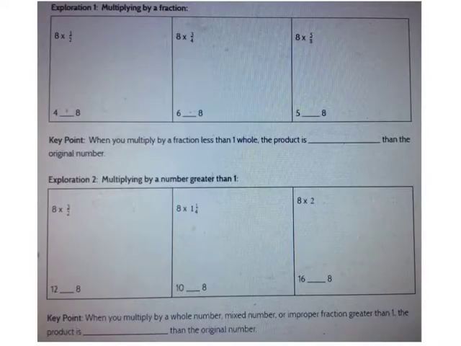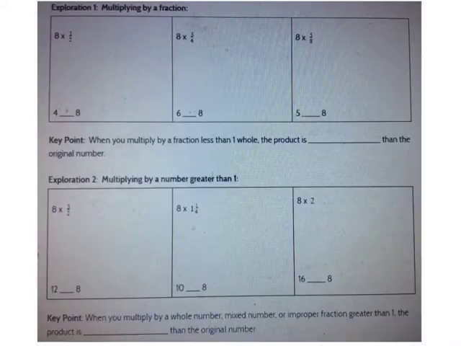Now let's dive into today's lesson. We're going to look at what happens when I multiply by a fraction less than 1, by a fraction equal to 1, and by a fraction greater than 1. Let's start by looking at multiplying by fractions less than 1.